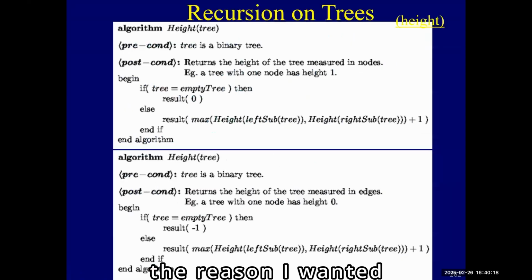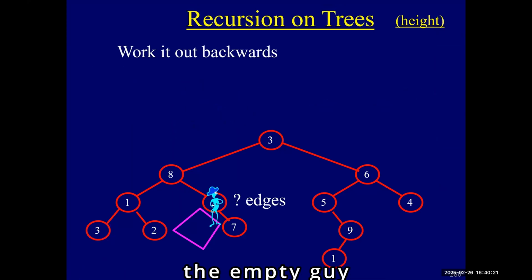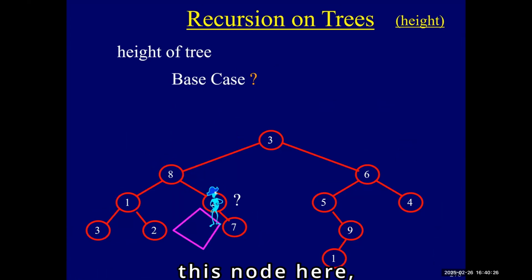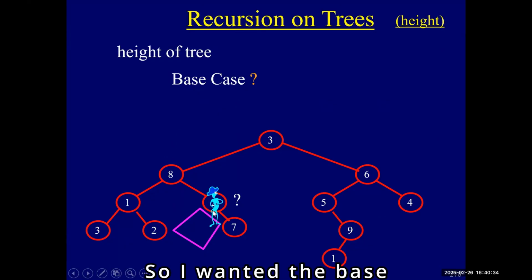Now, the reason I wanted the empty guy is because, for this node here, I do have a child, but I still have an empty tree, right? So I wanted the base case of the empty tree. But in his code, he's not doing binary, right? He has the number of children. So this node has one child, and so you just do its one child. And this guy here has no children, right?